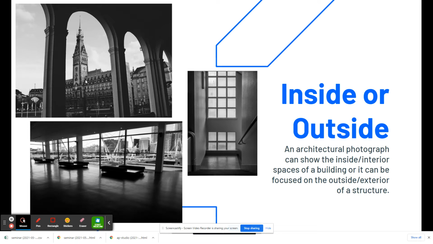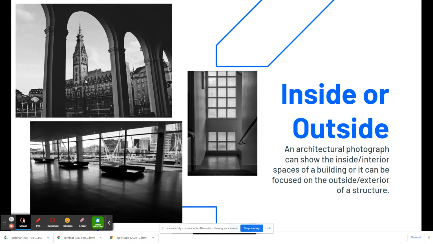And a lot of times you'll see that the architectural photographs are changed to black and white because they want you to look at the lines and the contrast and not necessarily all the other details. So if you're taking your pictures inside, try not to have any other distractions. You want to just focus on the elements of the building, okay?